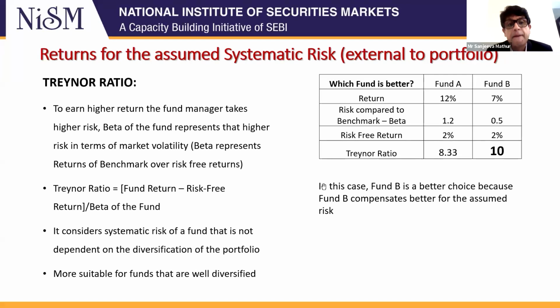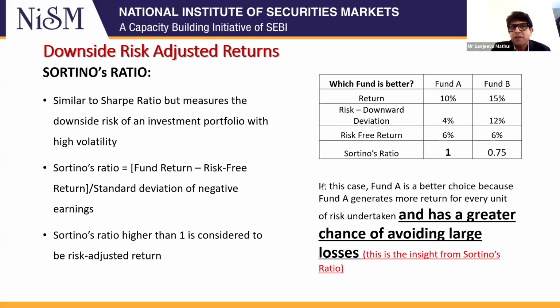Now you understand beta represents the return of the benchmark over the risk-free return. This also you understand now. Treynor ratio is nothing but fund return minus risk-free return upon beta. So instead of the standard deviation which we calculate, again, please, there's no need to get into much of the technical since it's mentioned there. I'm repeating that.